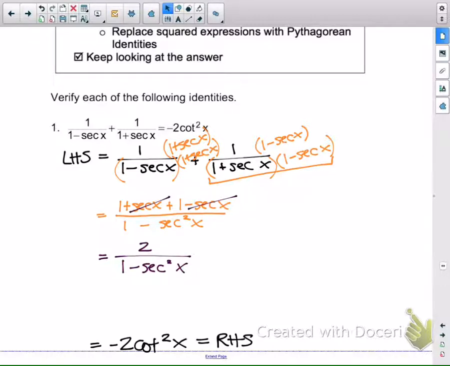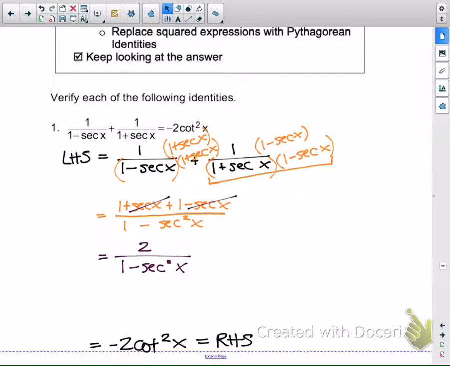After you do a bunch of algebra, what do we look for now? A replacement or a substitution. So refer back to your identities. Anything we can substitute here that looks like something in the problem? Tangent squared. Can I substitute tangent squared for 1 minus secant squared? It's not tangent squared. It's close though. What is it? Negative tangent squared.